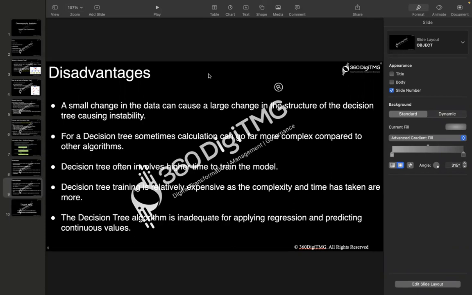So the algorithm is less effective for applying regressions and predicting continuous values in the decision tree. So these are the advantages and disadvantages.